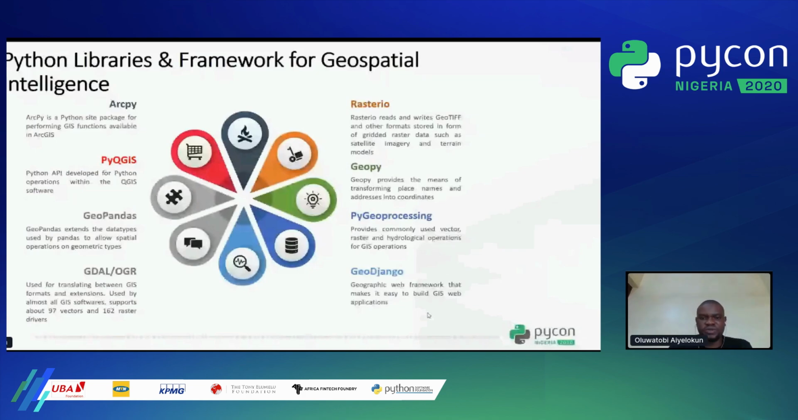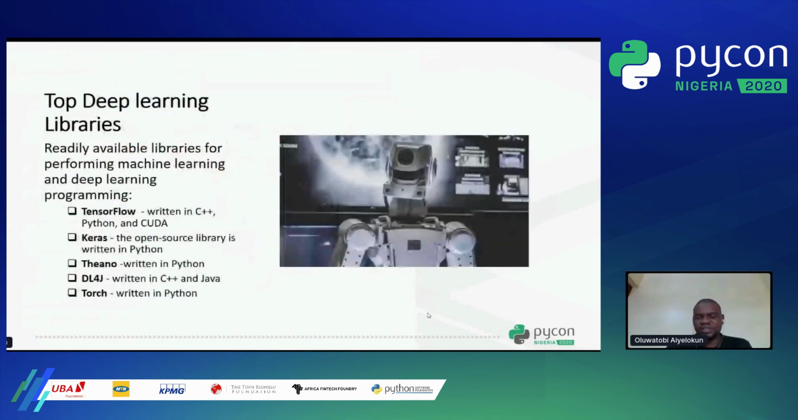Then we have rasterio, we have GeoPy, we have PyGeoprocessing, and then I added GeoDjango because we have heard about Django. There's also the GIS part of Django, which is GeoDjango. It helps very effectively to build GIS web applications, so easy, straightforward. Once you know how to use it, you can build any location-based applications. Top deep learning libraries for GeoAI: we have TensorFlow, Keras, Theano, DL4J, and Torch.